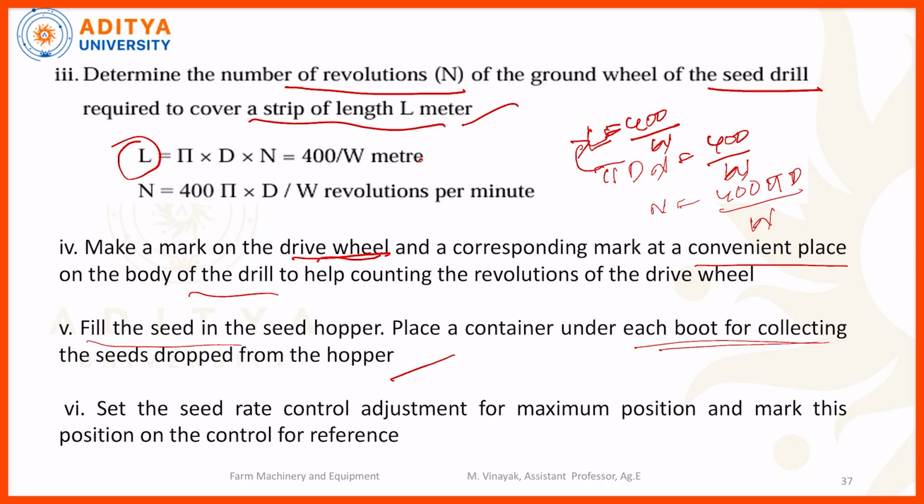For 10 revolutions, how much length was covered? That is the length of strip land, and for that length of strip land, how many seeds were collected from the polythene bags, that we will calculate. Here we already know the length of strip land, which is given by the above formula, and we already know the diameter. How much seed was collected for 10 revolutions will be known by testing the seed drill, so that we can calculate how much seed is required per hectare area.